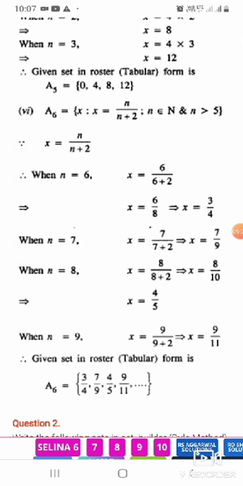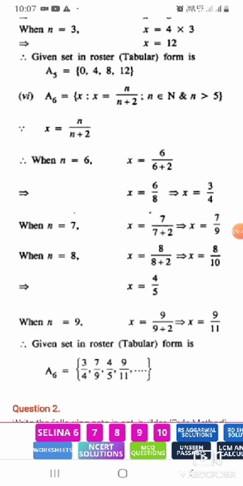Now let us take the formula here. x is equal to n by n plus 2. If you take n as 6, substituting the value, x is equal to 6 by 6 plus 2. So 6 by 6 plus 2 is 6 by 8, that is 3 by 4. Then substitute n as 7, 7 by 7 plus 2, so x will be 7 by 9. If you substitute n as 8, 8 by 8 plus 2, that is 8 by 10. Obviously it is 4 by 5.